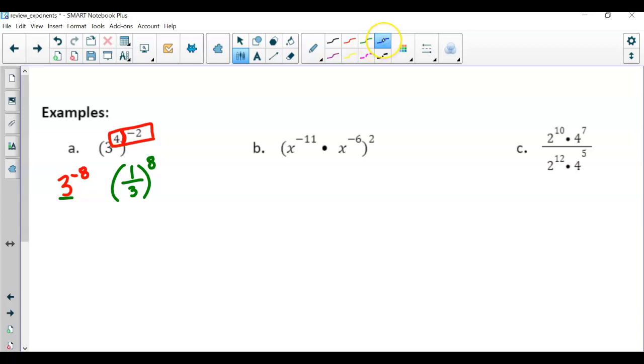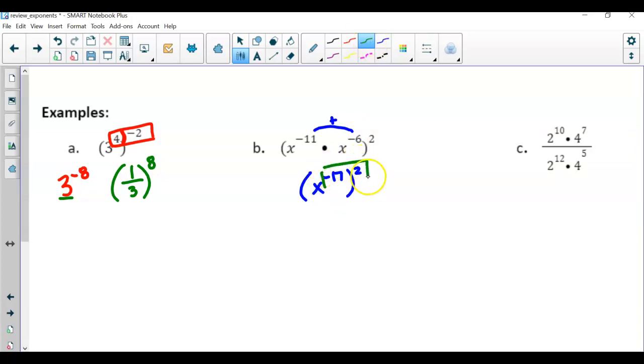So now here, notice how I have parentheses. So I'm going to first do what's inside the parentheses, think about order of operations. And because we're multiplying, remember what is our rule? Add the exponents. So now this becomes x to the negative 17 when you add negative 11 and negative 6, still raised to the second power.